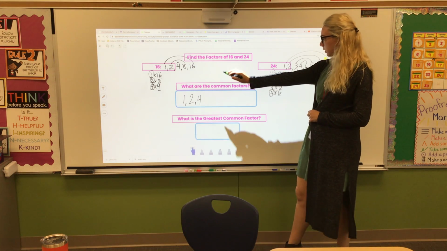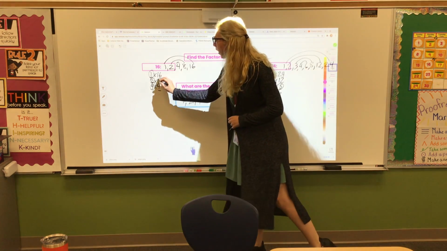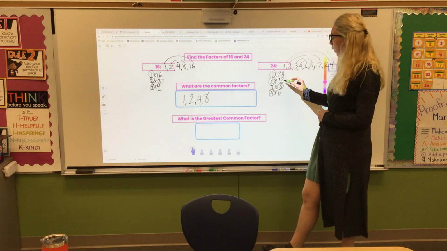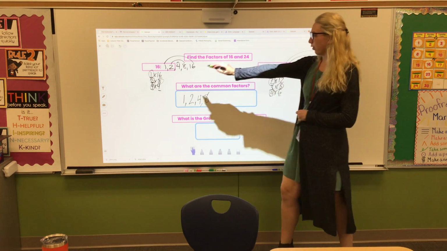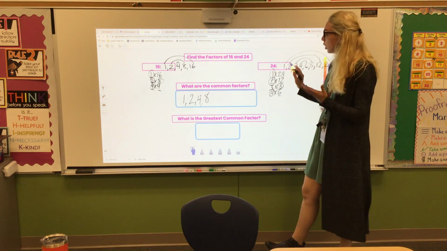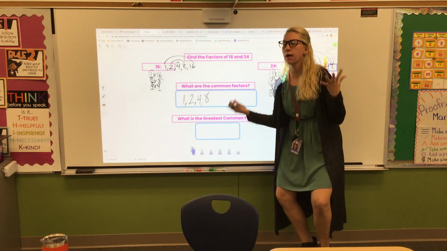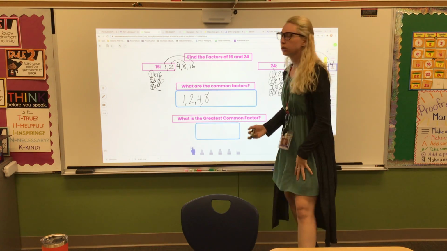6. No 6 over there. That's all right. What about 8? Oh, I got an 8 here and an 8 here. So 8. And then I got a 12. No 12. Got 24. No 24. So then we look at the common factors. What is the greatest common factor? The biggest, the largest, the most huge? Yeah, it's 8.